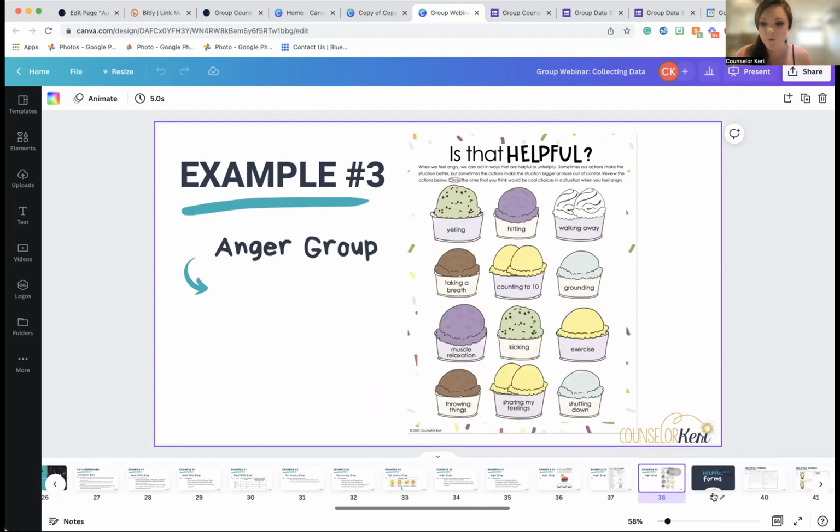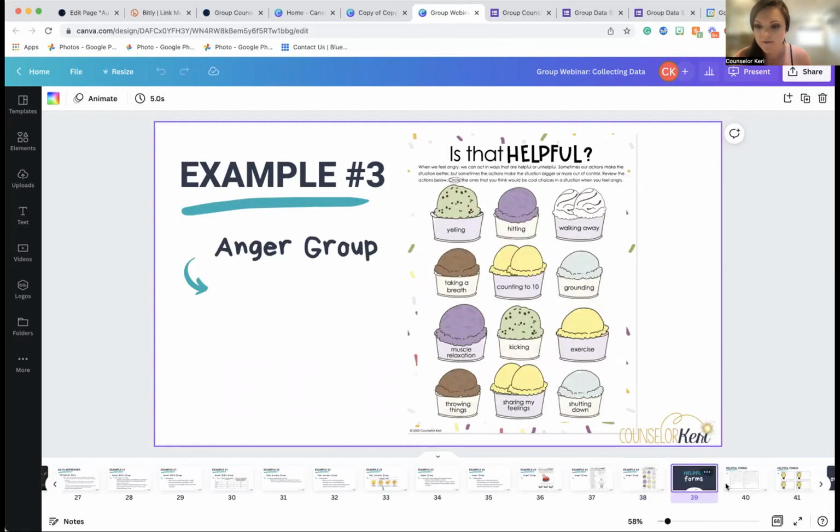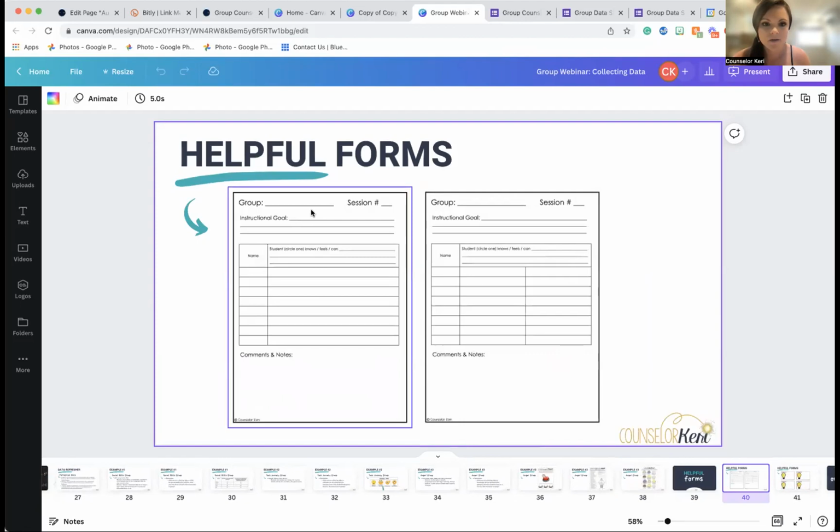So those are the 3 individual session examples that I have for you, but I want to show you the forms that we have. So this is the one that you saw earlier. So these are the ones that I'm going to send out. So you don't have to take a screenshot or anything. I'll email you the form. I just write in which group I'm doing, what session it is, what my instructional goal is, what I'm teaching them, what I hope that they'll get out of the session.